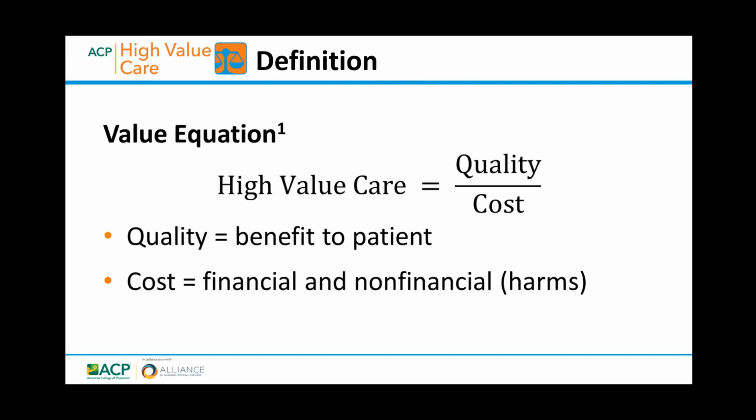So high-value care is the relationship, or the ratio, between quality and cost, quality being the benefit to the patient and cost being the financial and non-financial costs to a patient, so like the harms. Or, high-value care is achieved when the benefit is high and the cost is low.